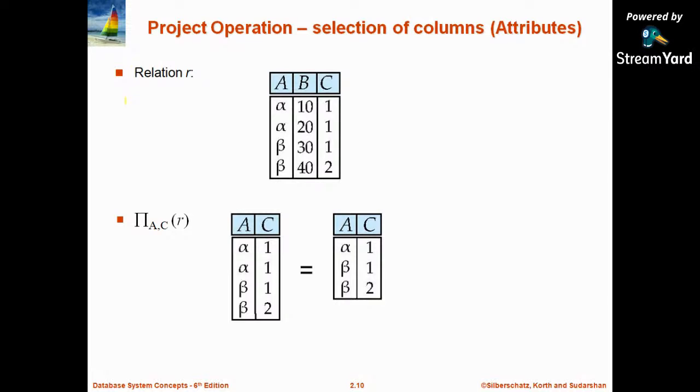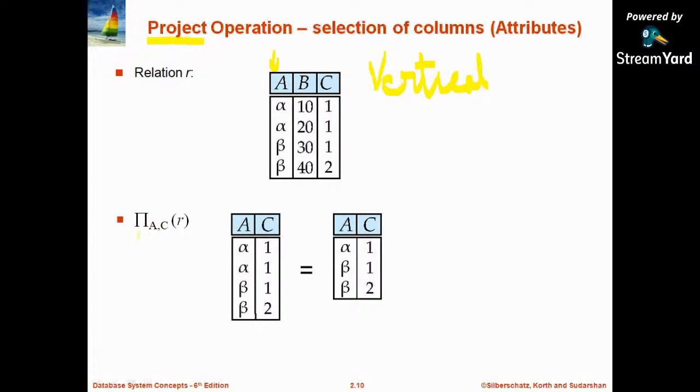Now we will come to the project operation. The project operation says you have to select vertically. In the previous case, we selected horizontally. Horizontal means we selected whole rows. Now we will be selecting only some of the columns, which is a vertical selection. The vertical selection is the project operator, projection, right?